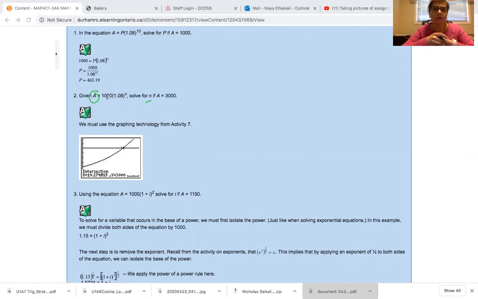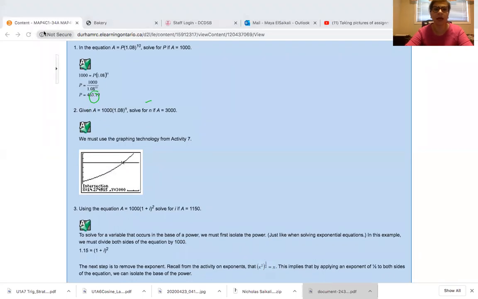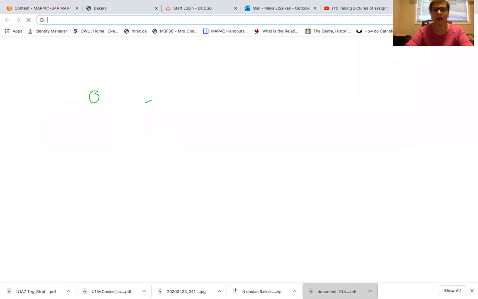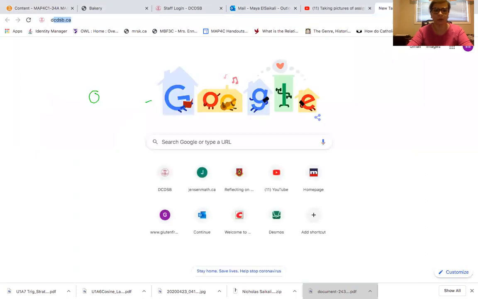So if you remember from activity 7, you're gonna have to use Desmos or one of your technologies to actually graph this. So what we're gonna graph is the equation, which is 1,000 times 1.08 to the power of n. And then we're gonna graph when y is equal to 3,000, or A is equal to 3,000, and then we're gonna look for the point of intersection. All right, so I'm gonna go to Desmos.